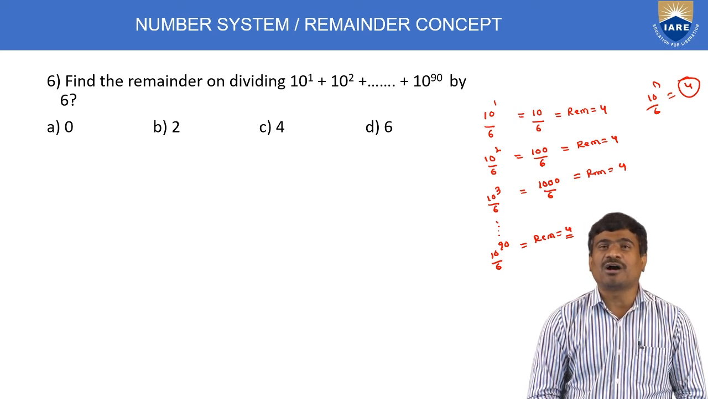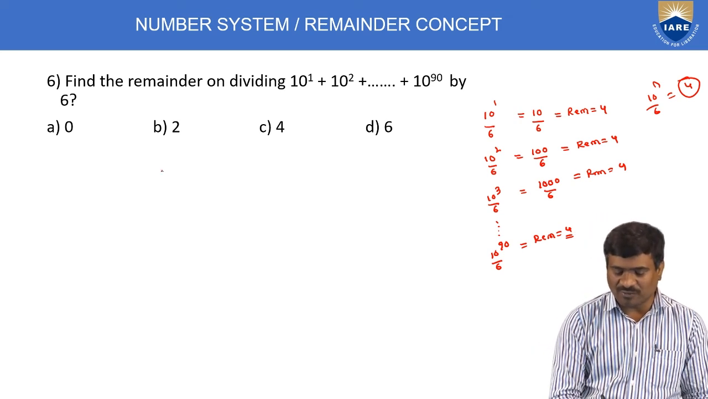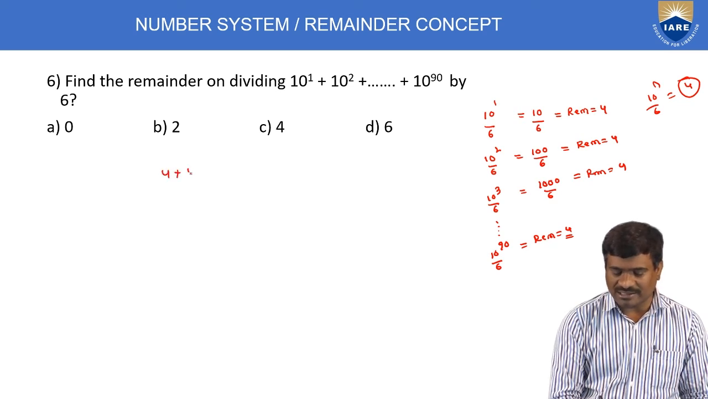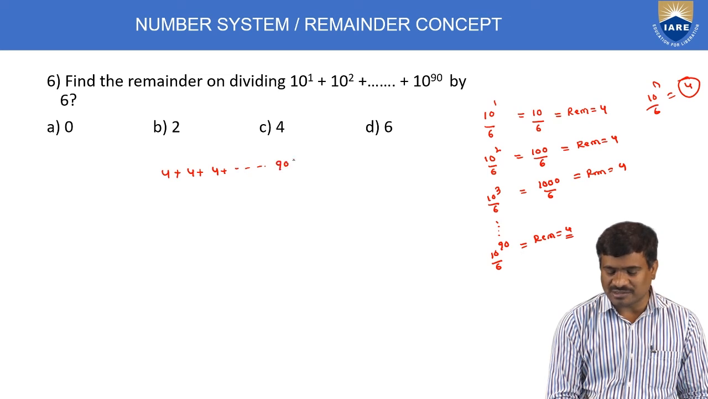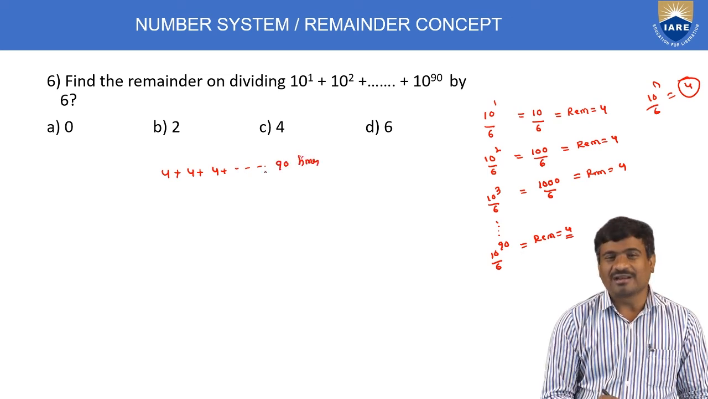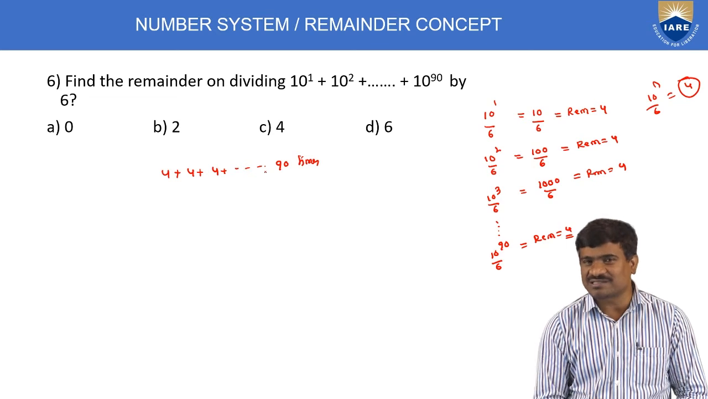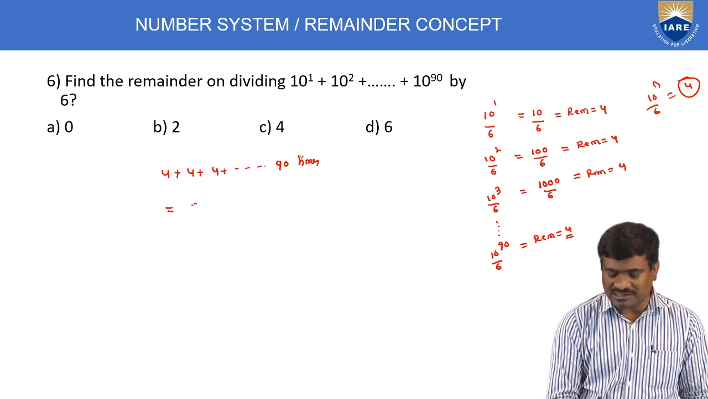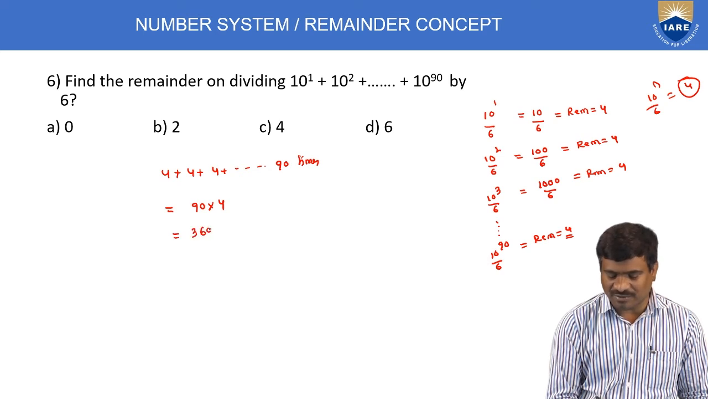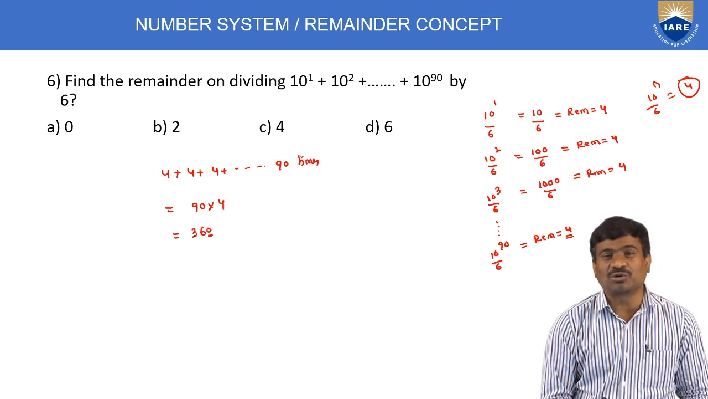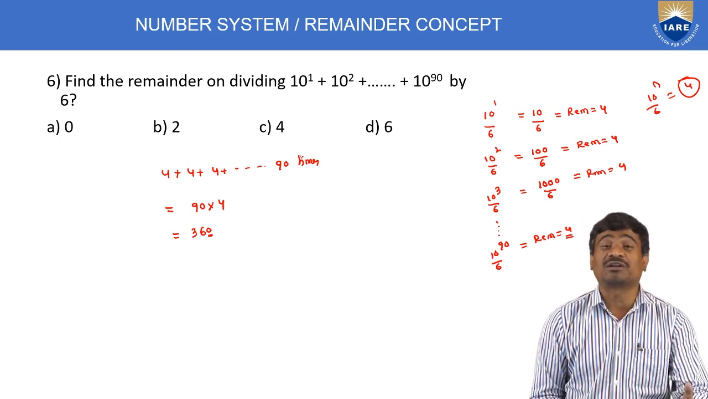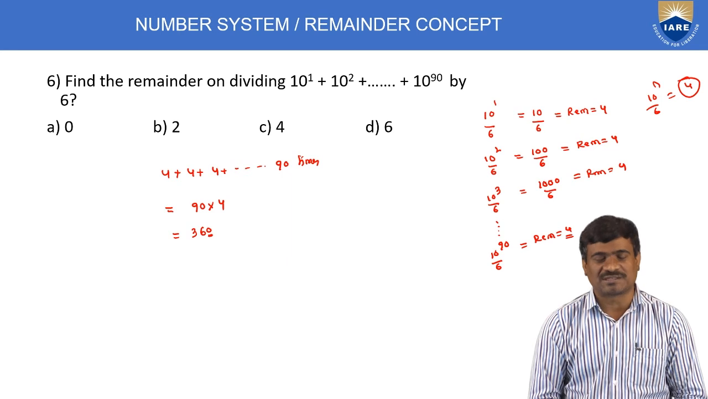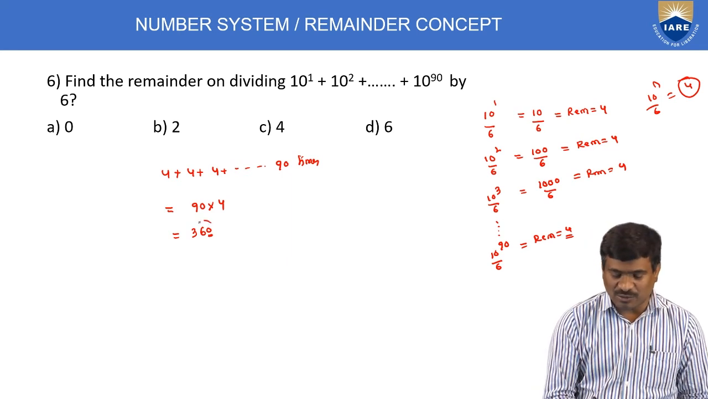Next, apply the operator. For 10 to the power of 1, the remainder is 4, the next remainder is 4, and so on, up to 90 times. Next, calculate the sum of these terms. The sum of these terms is equal to 90 into 4, which is 360. But the 0 in 360 is not the answer, because 0 is called the unit digit. This concept is called the remainder property, the remainder concept. The sum is equal to 360.